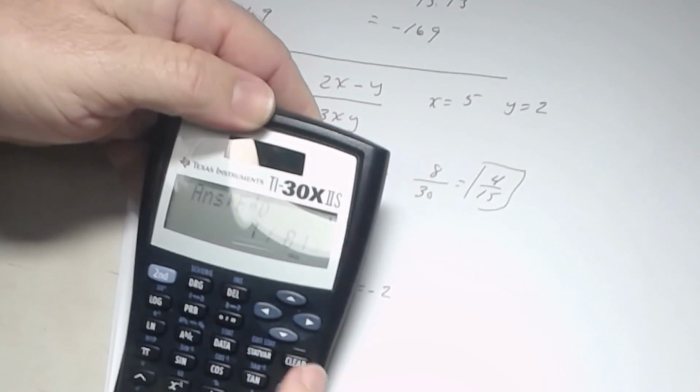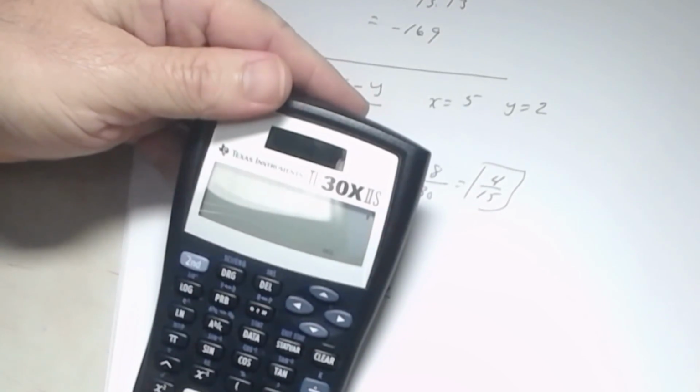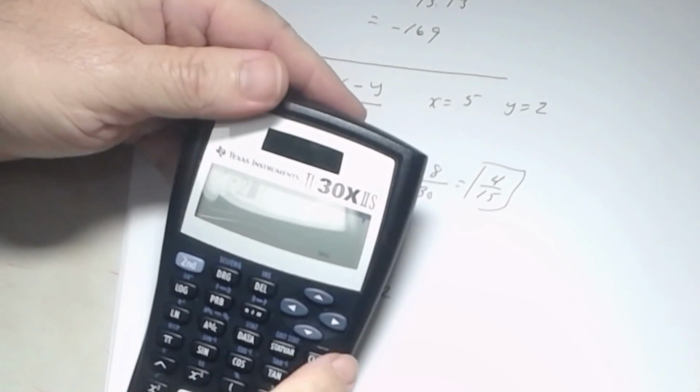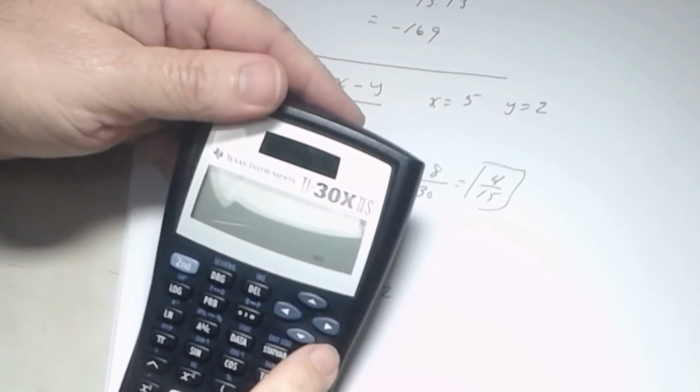All right, but on the calculator, you're going to put the base first. The base is negative 2, so negative 2. Oops, sorry, I forgot to put that in parentheses.